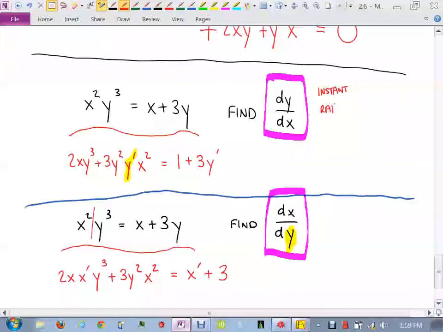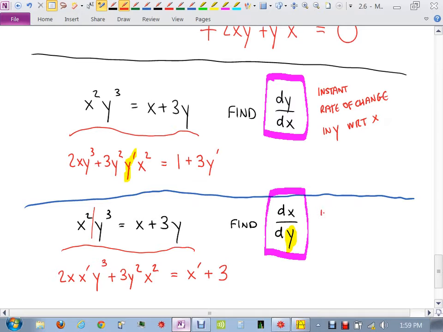Rate of change in y with respect to x. So it's like your rise over run, where your rise is your y and your run is your x.